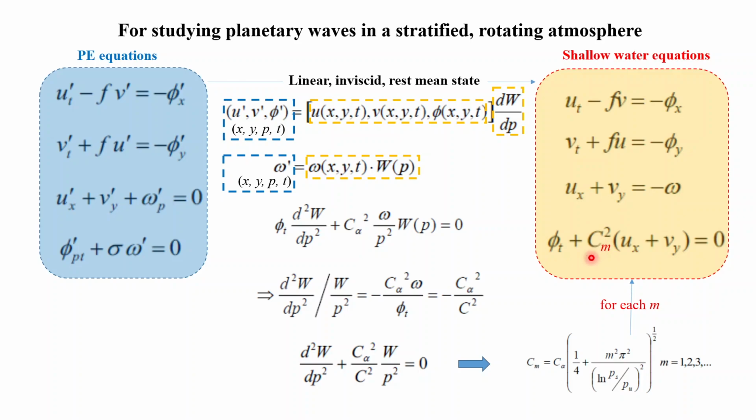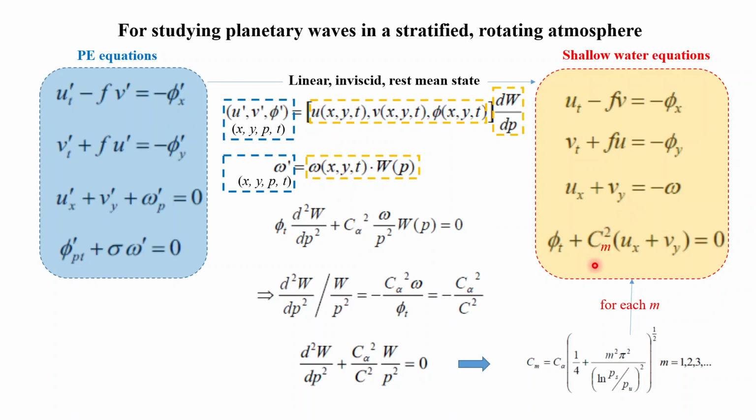Okay, the physical meaning of Cm in the shallow water equation is the gravity wave speed, and here it is called the equivalent depth, because c squared in the gravity wave equals gH, where H is the water depth. So Cm in the atmospheric baroclinic mode, we call the equivalent depth.